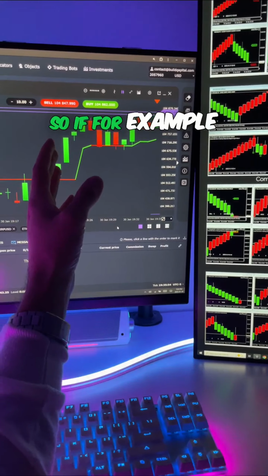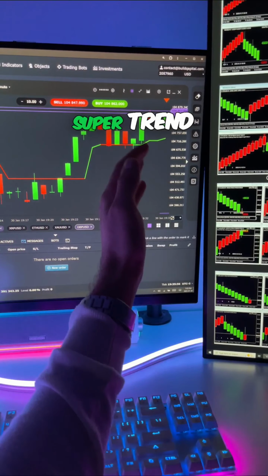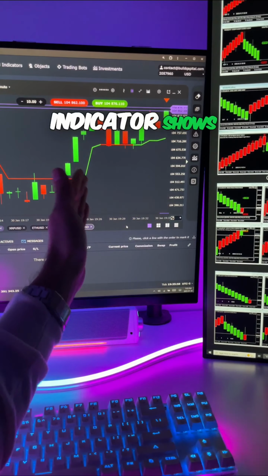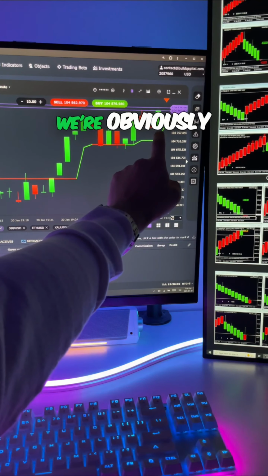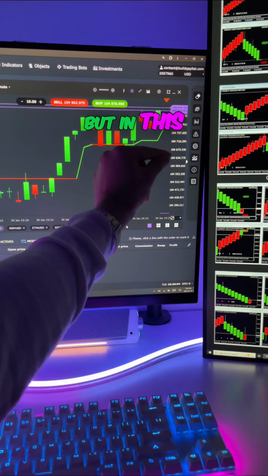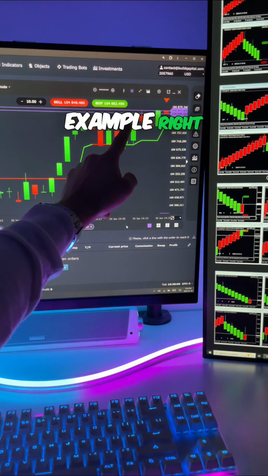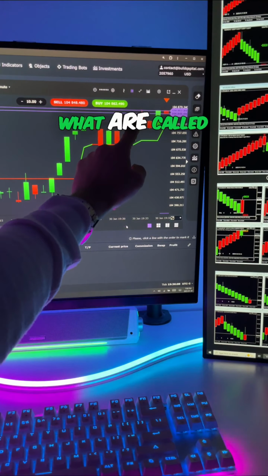So, if, for example, we look here, we're looking at the super trend indicator. Now, the super trend indicator shows us which way the overall trend is moving. Now, we can see we're obviously in an uptrend, but in this uptrend, it's actually a perfect example right here. We have these what are called pullbacks.